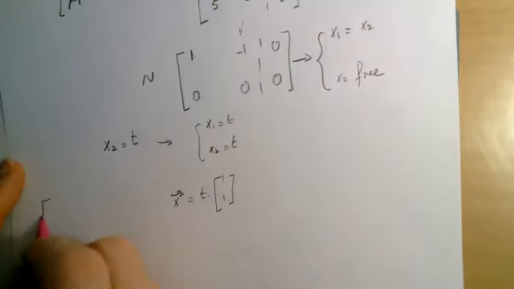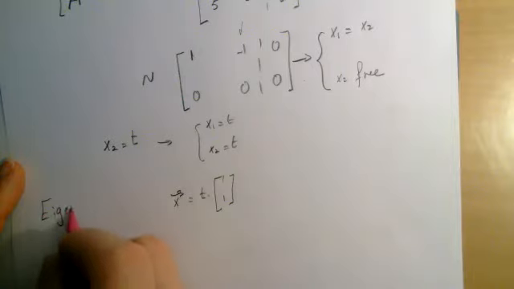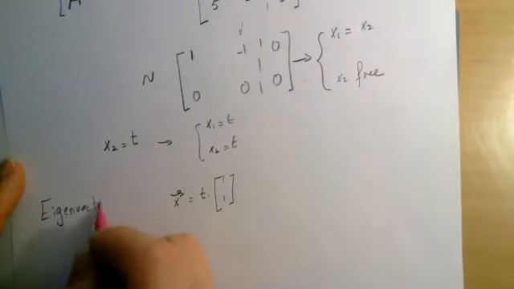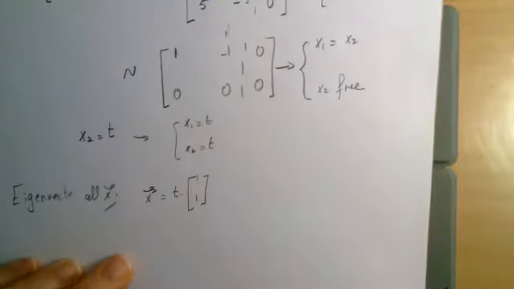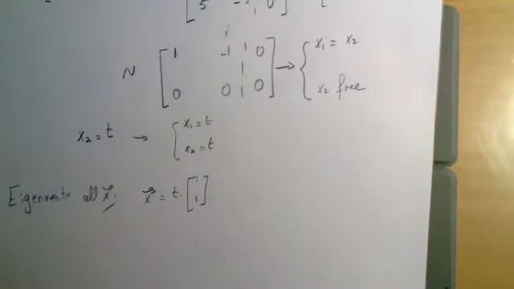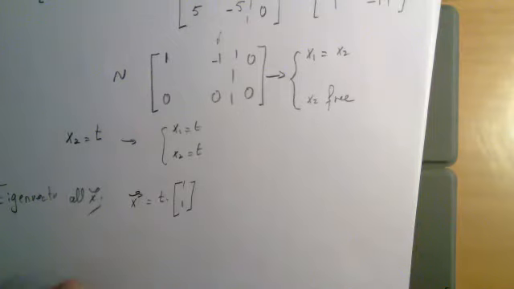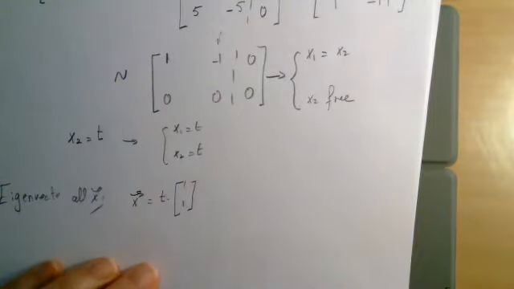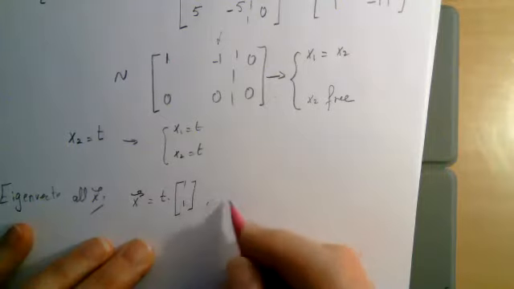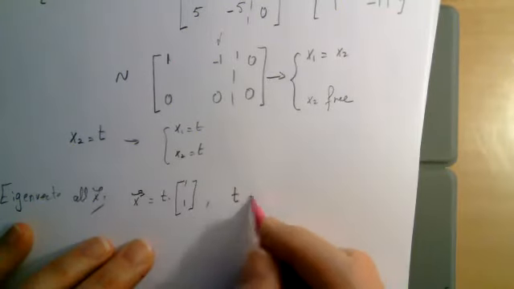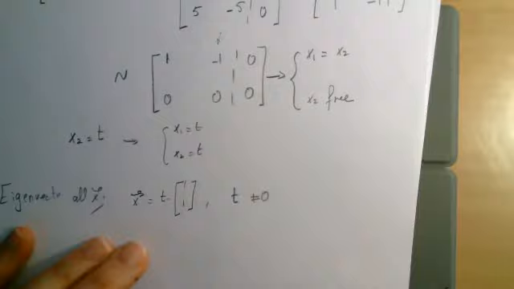So eigenvectors are all vectors, all the x's that have the form X equal T times (1, 1). There are infinitely many of them because we're solving a homogeneous system. And the homogeneous system, once it has one non-zero solution, will have infinitely many solutions. So the eigenvectors are all vectors where T is any number except 0.